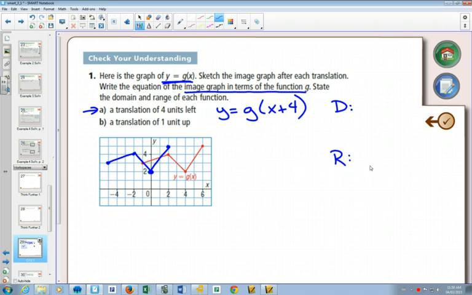So what's going to happen here is if our domain is our x values, we can write and notice that our smallest x value is -5, and our largest x value is 2. When you write -5 less than or equal to x less than or equal to 2, that's called set notation for writing domain and range.